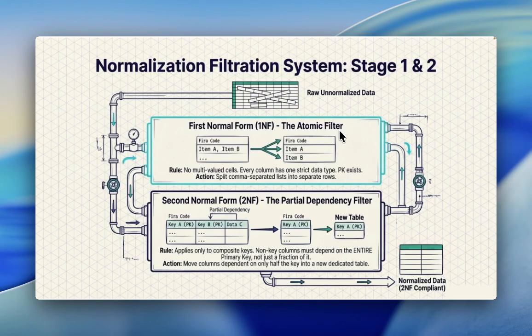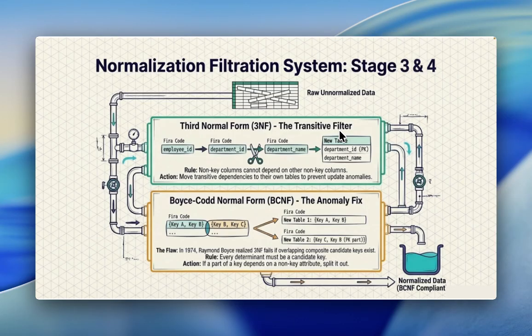New table. The rule applies only to composite keys. A non-key column must depend on the entire primary key, not just a fraction of it. Action: move columns dependent on only half the key into an identical normalized table.